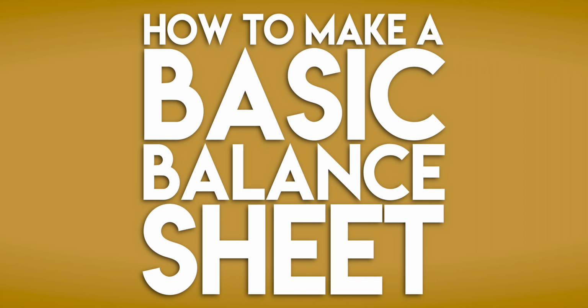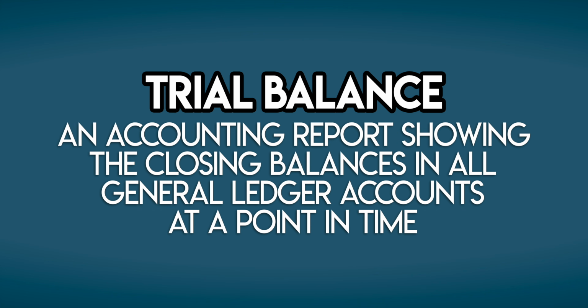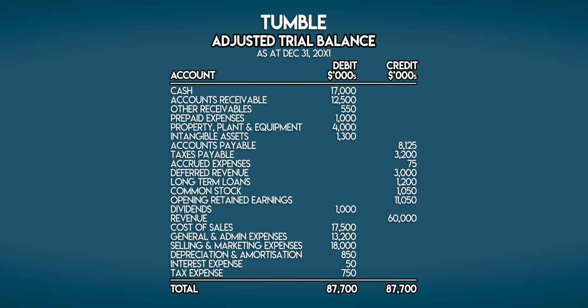First, you need another accounting report called a trial balance. This shows us the closing balances for every general ledger account at a point in time. Here's a trial balance for a dating app called Tumble. It was run at the end of Tumble's financial year, December 31st, and it's an adjusted trial balance because all adjusting entries have already been posted.